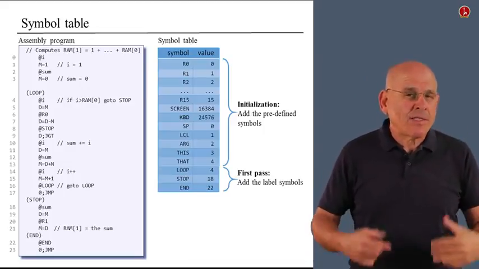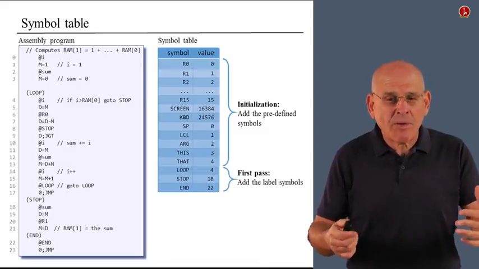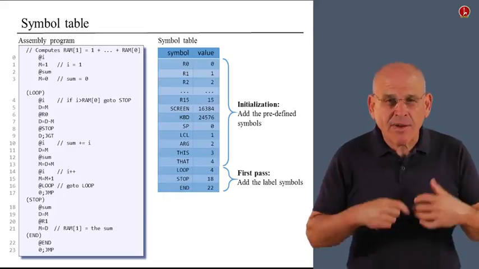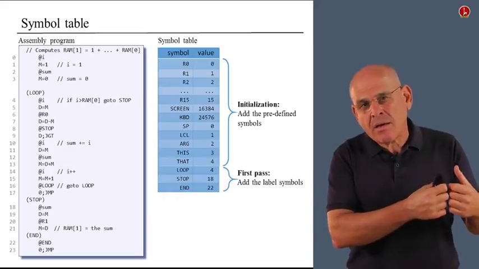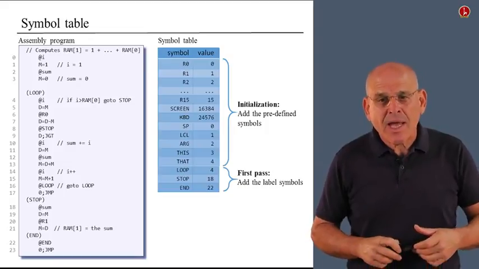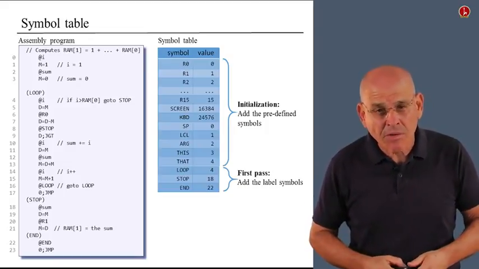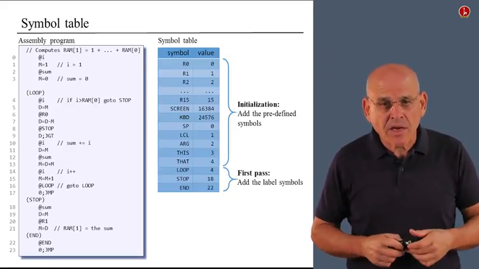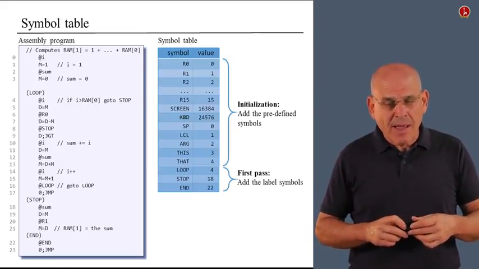So the assembler that we are going to develop is going to be a two-pass assembly process. In the first pass, we extract from the program all the label symbols, and in the second pass, which I'm going to discuss next, we're going to extract all the variable symbols. So here's what we do in the next pass.